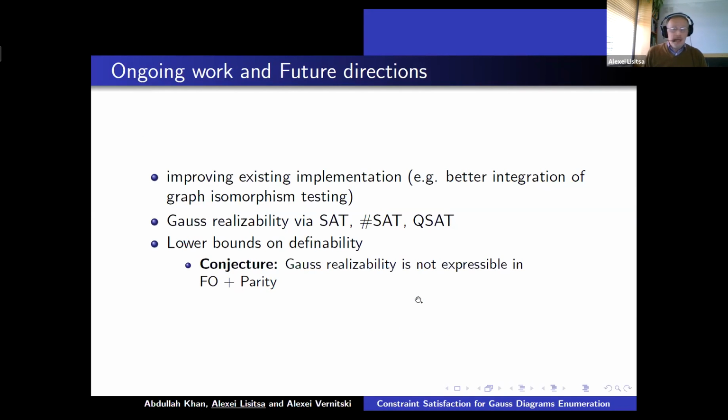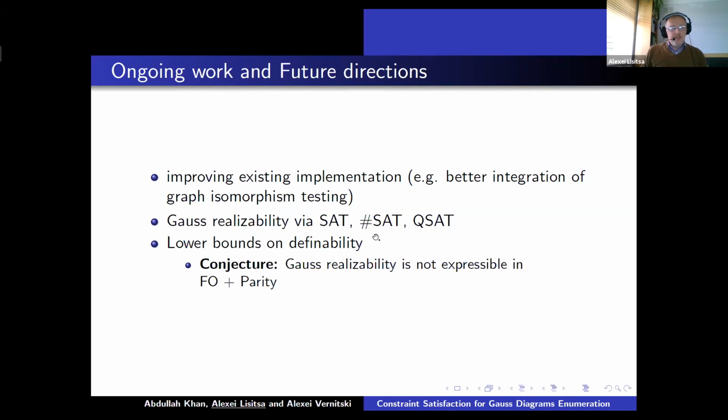I will give a reference. So now I am arriving almost at the end of my talk. There is obviously ongoing work, new experiments, and we are improving the existing implementation, especially through better integration of graph isomorphism testing. As I said, at the moment it is implemented separately. We generate all diagrams, we filter them to some extent, but then we pass them to the graph isomorphism procedure implemented elsewhere. So better integration is needed.